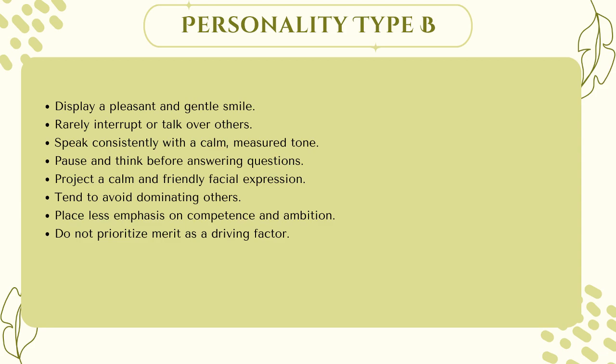Personality type B. The features observed in these people: they are seen with a favorable and mild smile. They seldom interfere and talk while others are talking, and don't interrupt other people's speech. The quality of their speech is uniform. Before answering questions, they pause and think. Their face seems calm and friendly.